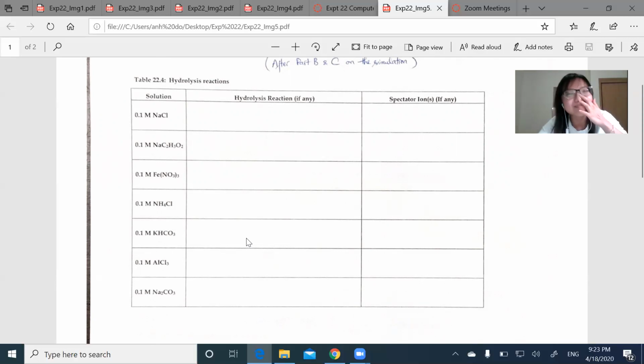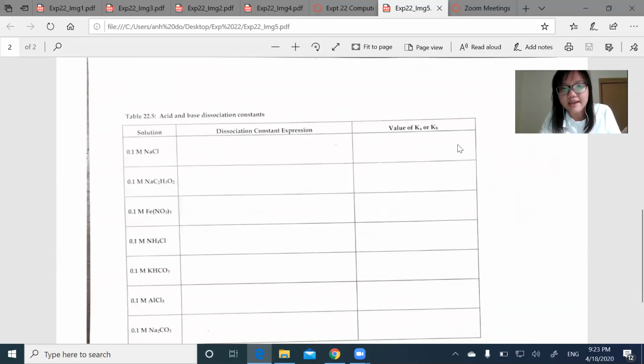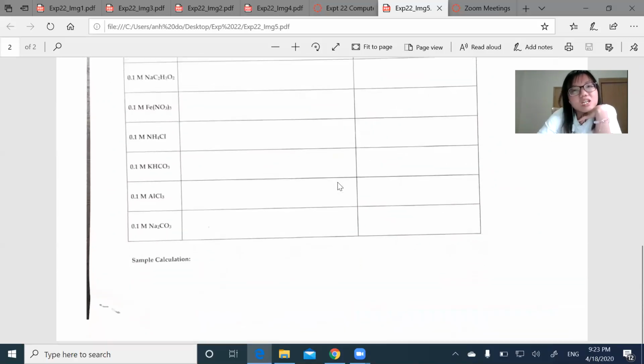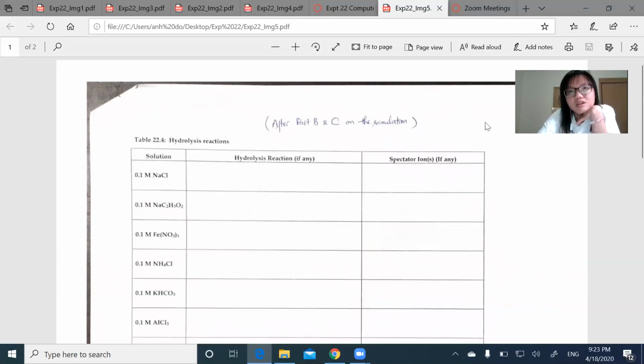I would have to make the class spreadsheet and then I will send that out. But I am sure you can do that. Just write the hydrolysis reaction yourself and note down what the spectator ions are, and then find the value for Ka and Kb using the class spreadsheet and complete this data table. So that is just it for this experiment. I think it's actually easier than I thought.